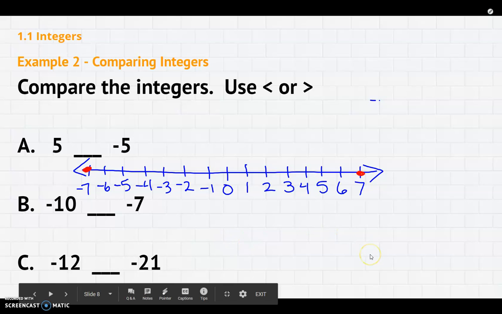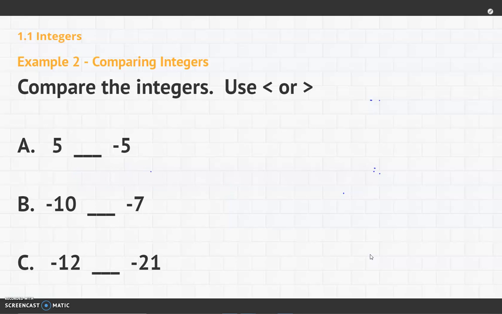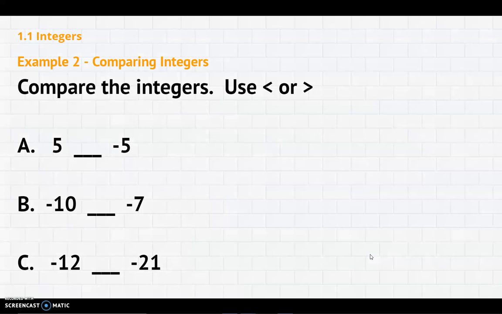Next example, we're going to compare integers. We need to figure out, using inequalities, which one is bigger. An inequality is just these signs here, those little arrow-looking signs. One means less than, and one means greater than. So between 5 and -5, we have to figure out which one is bigger.